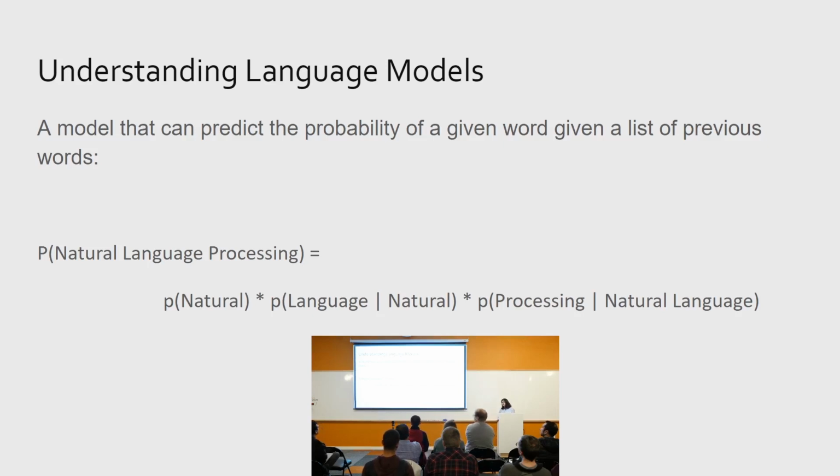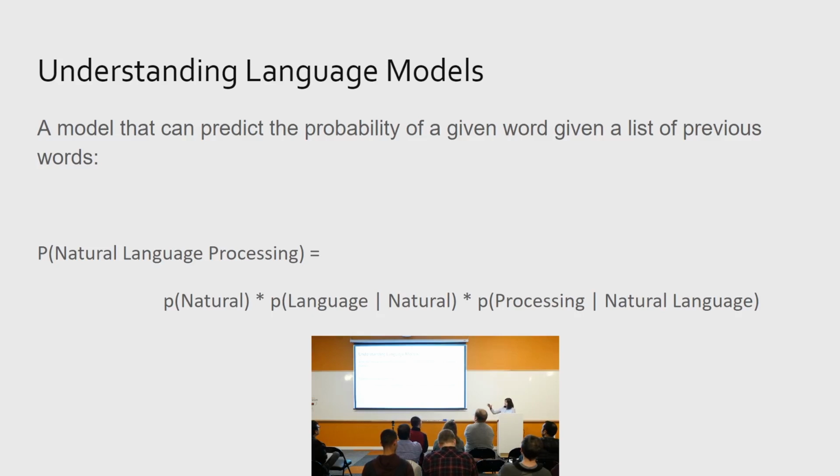Just a quick question. Is the probability the same as the probability of processing, and then given processing, the language? So you reverse that. Here you first choose natural and then language, natural and then processing. I'm just wondering if you first choose processing and then second choose.